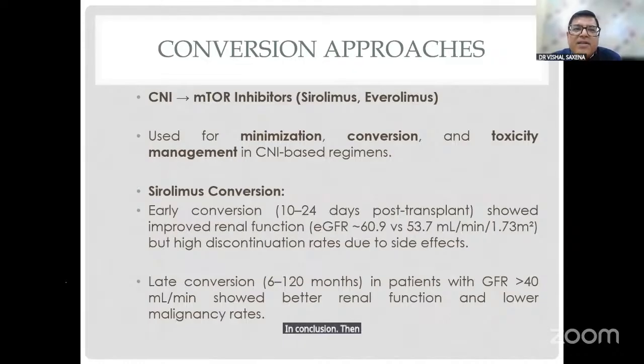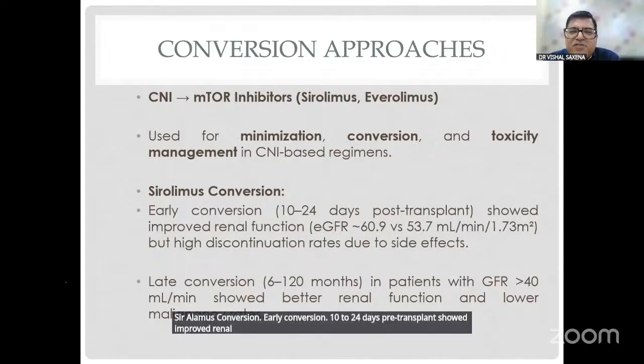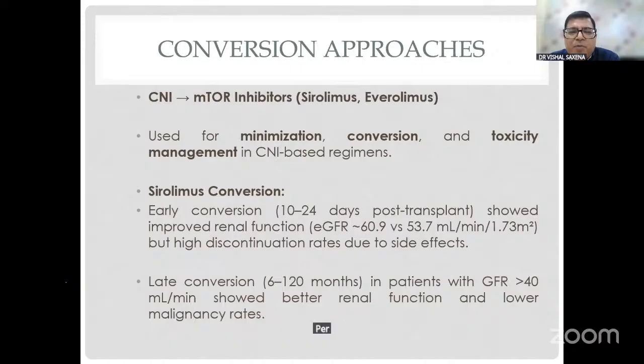Then there were these conversion approaches: CNI to mTOR inhibitor conversion, used for minimization, conversion, and toxicity management in CNI-based regimens. Sirolimus conversion, early conversion, 20 to 24 days pre-transplant, showed improved renal function, eGFR of 60.9 versus 53.7 ml per minute per 1.73 meter squared, but high discontinuation rates due to side effects of sirolimus.